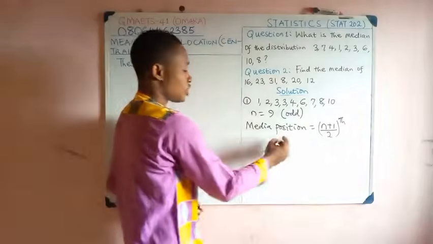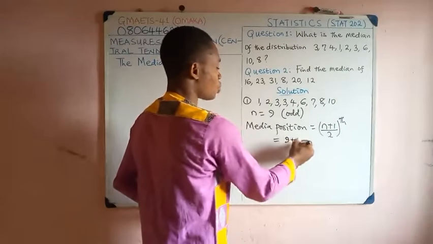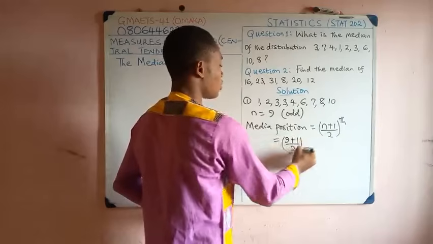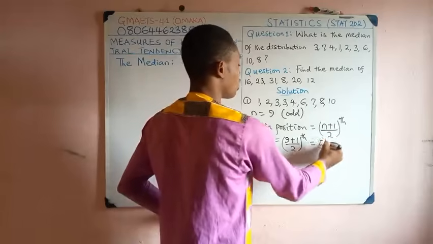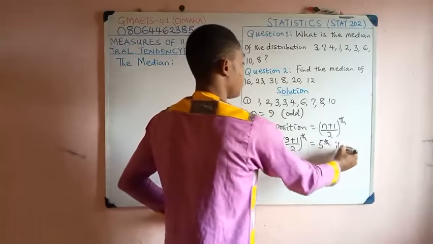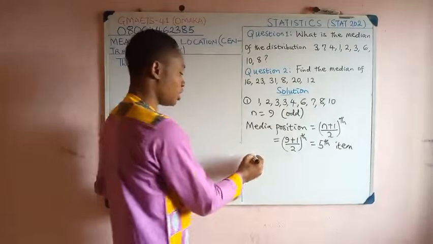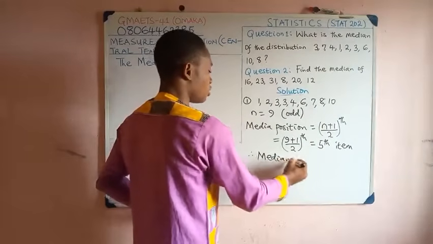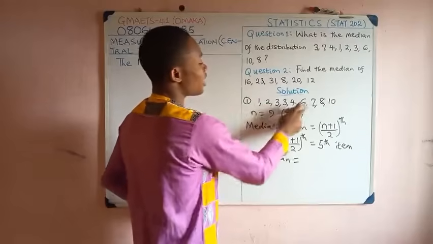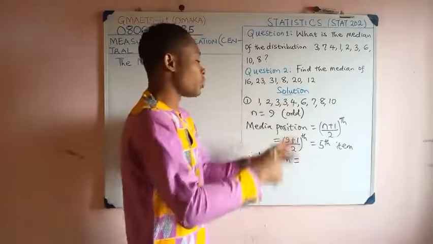So let us solve this and see. This will be equal to, our n is 9 plus 1, so we're going to divide it by 2. If you do that, 9 plus 1 is 10, divided by 2 is 5th. So the fifth item in this distribution is our what? Median. Therefore, the median of this distribution is equal to, we'll come here and then count and locate the number that will be at the 5th position.